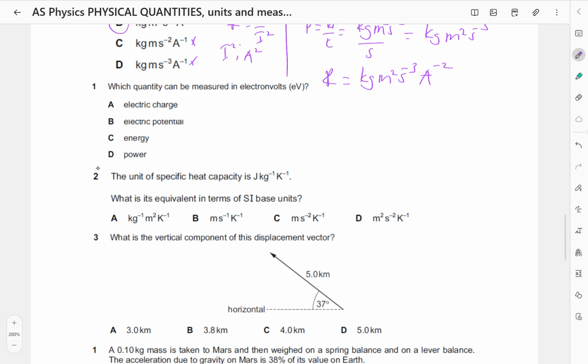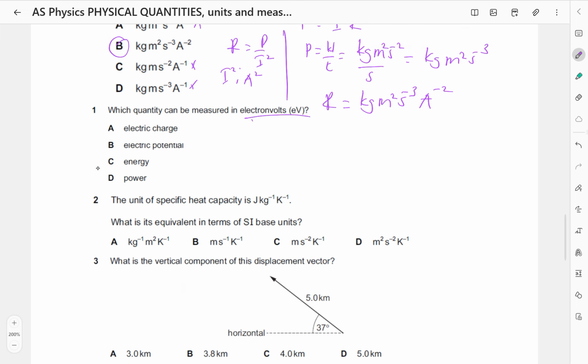Which quantity can be measured in electron volts? Of course, that is a unit of energy. Electron volts is a unit of energy. So the answer is precisely C. Although the unit electron volts may not be seen many times in AS, it is a unit of energy. You remember, for those who studied some A level, 1 electron volt is the same as 1.6 times 10 power -19 joules.